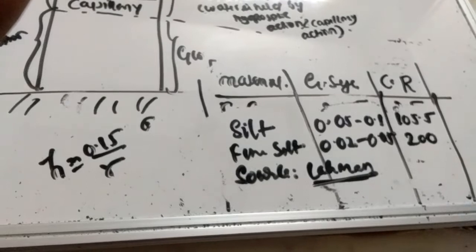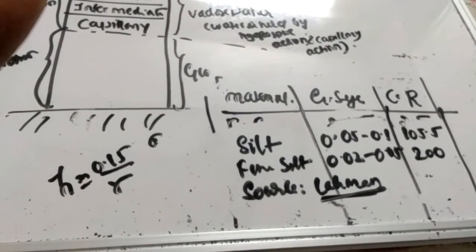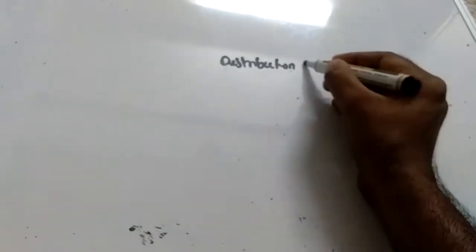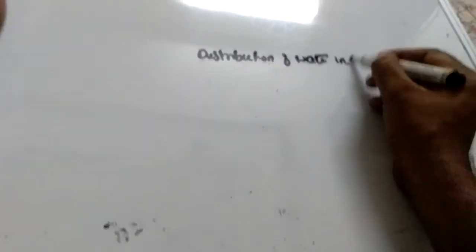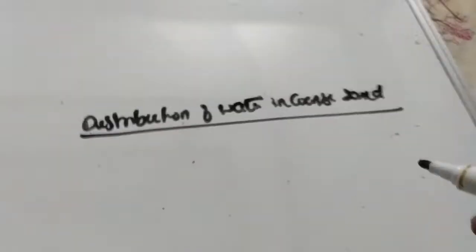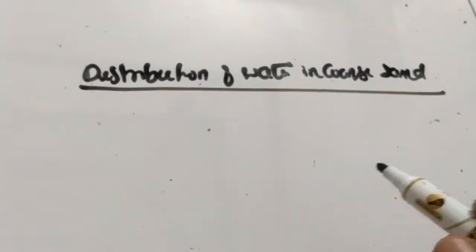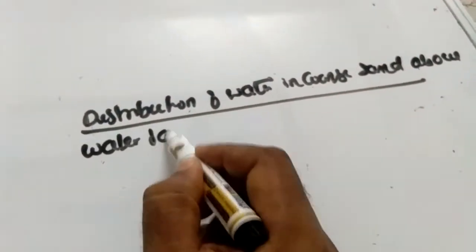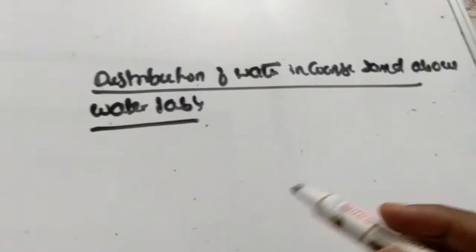Now let me also represent here the distribution of water in coarse sand. Water distribution in coarse sand above the water table after drainage.